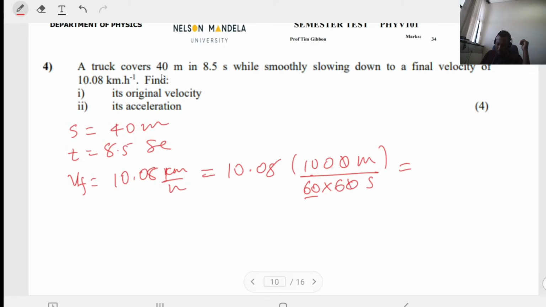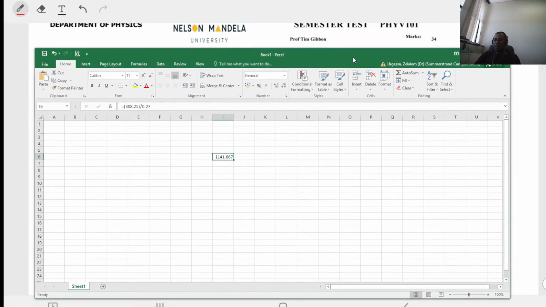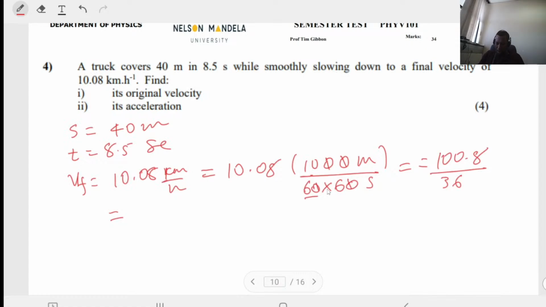the zeros cancel, 10 is left there. 100.8 divided by 36. Somebody shout, what is the final answer? Otherwise, I'm going to use a calculator. 100.8 divided by 36 is 2.8 meters per second. Therefore, about 2.8 meters per second, I've got the final velocity.